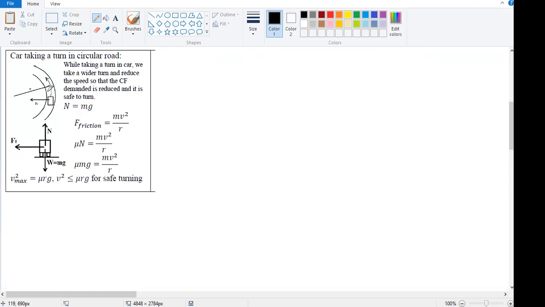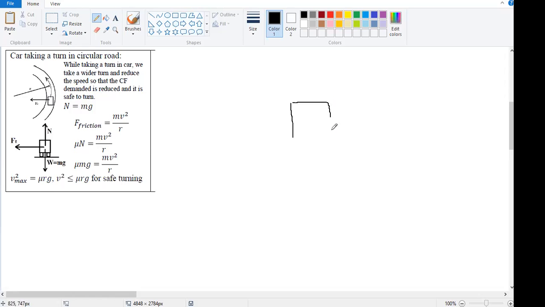Okay, so this is your top view. When the car is taking a turn, it's going in a circular motion. The force, I told you, whenever there is a circular motion, there must be a force acting towards the center. And that is given by the frictional force between the tires and the road. So we talked about this many times.